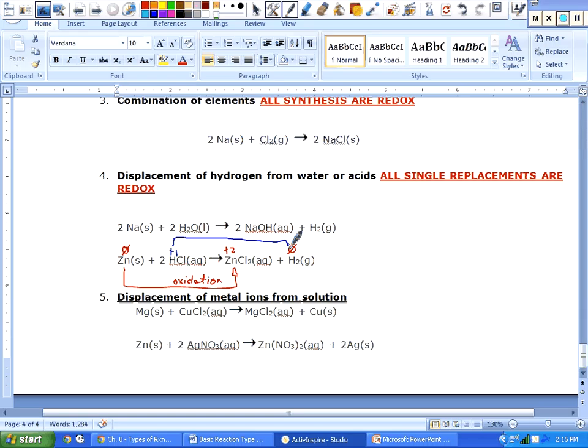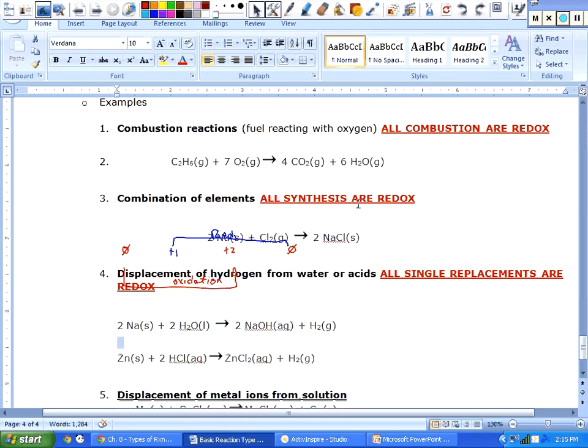They're all different reaction types. We have to know every single one of them. But notice, this is what I want you to notice. Look, I have not taught you combustion yet, but all combustions are redox. So if I ask you, in this combustion reaction, what was oxidized, you can figure it out. All synthesis reactions, that was the first thing we learned, are also redox reactions.